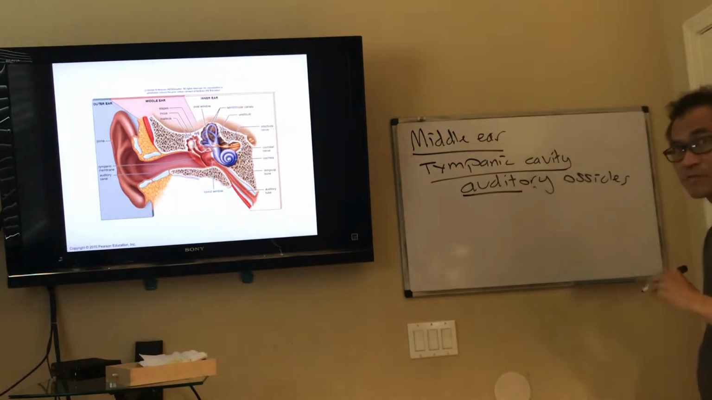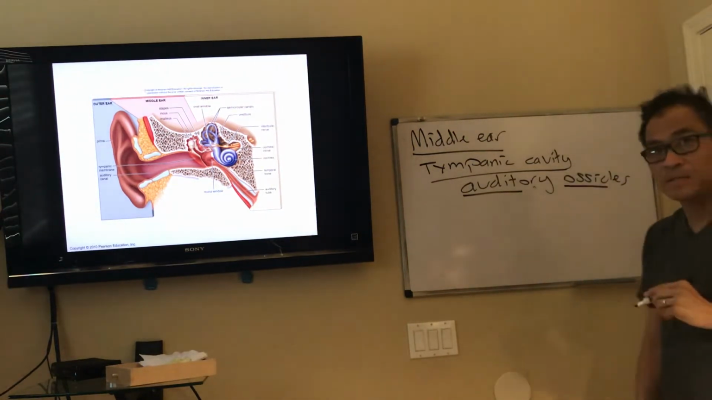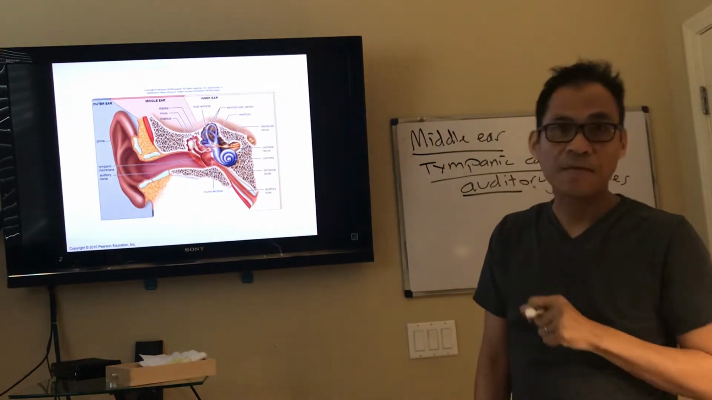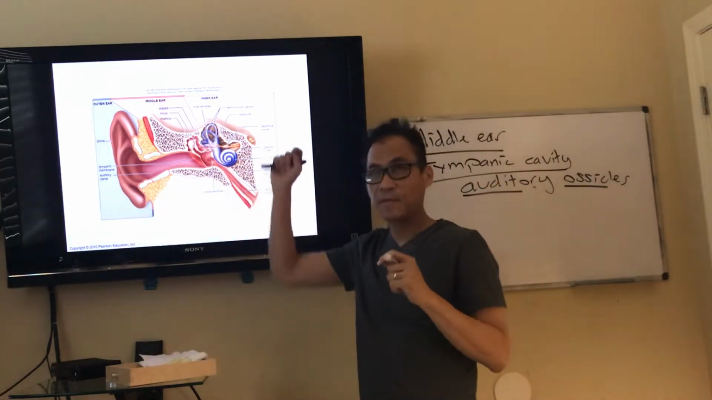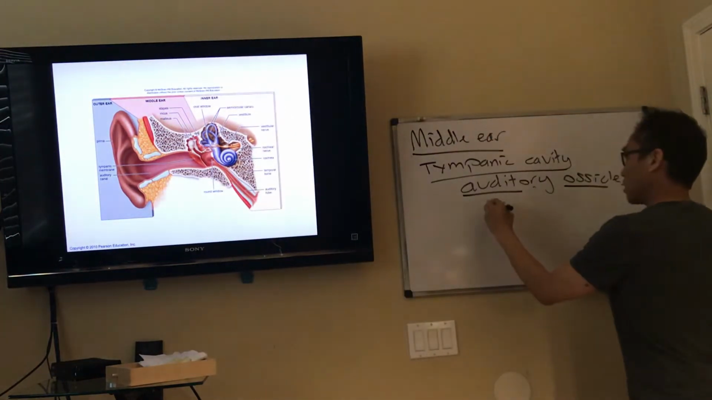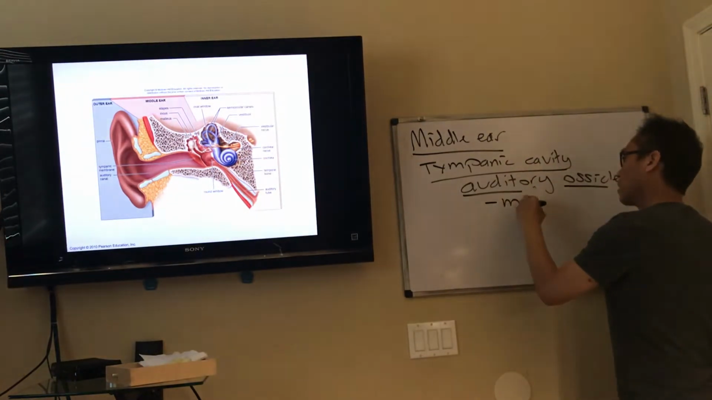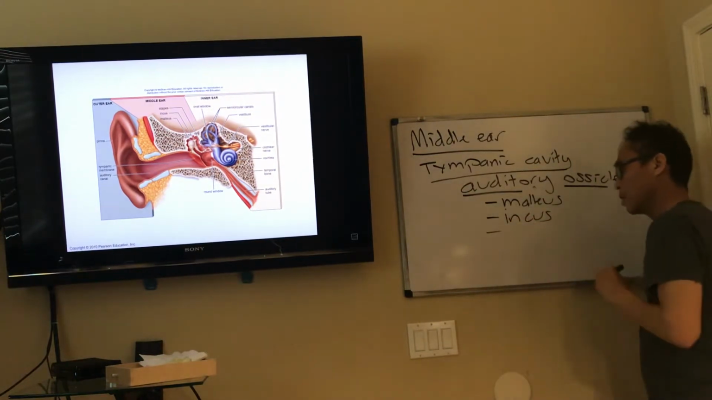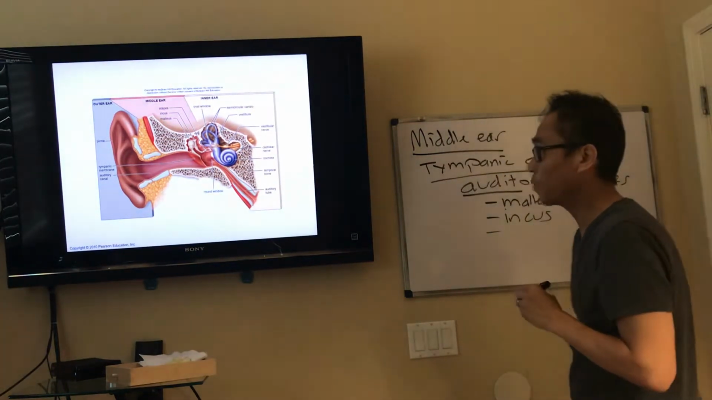Audio, audition, that's for hearing. Ossicles, ossification, that means these are bony structures. They're super tiny. And they are the malleus, the incus, and the stapes. That's what it says right there. There are three auditory ossicles. Malleus, the hammer, incus, the anvil, and stapes, a little horseshoe-shaped bone with the foot plate.